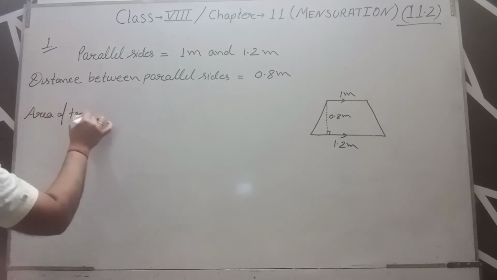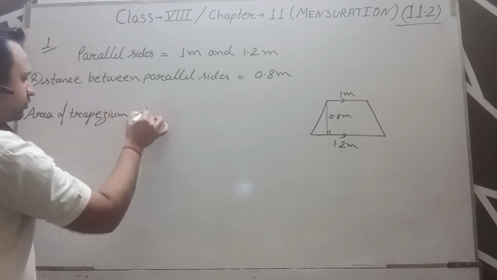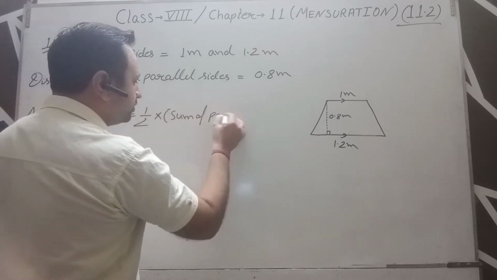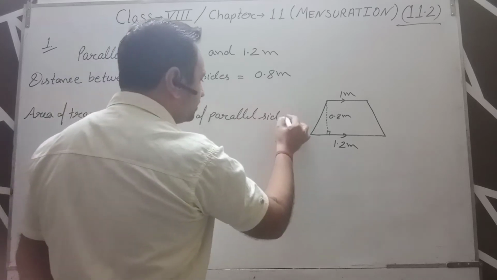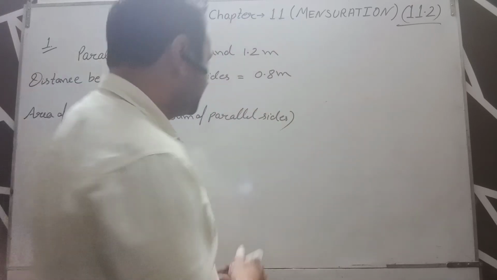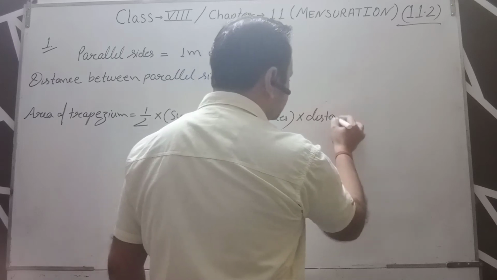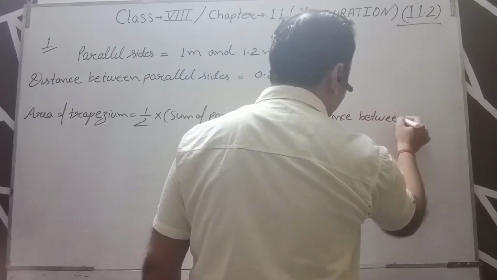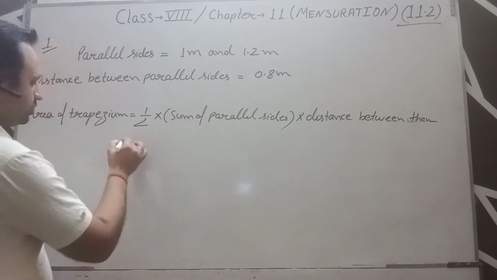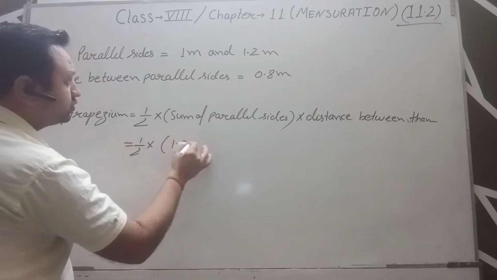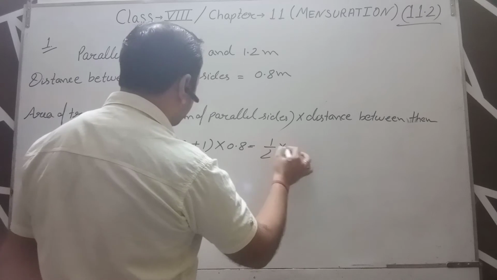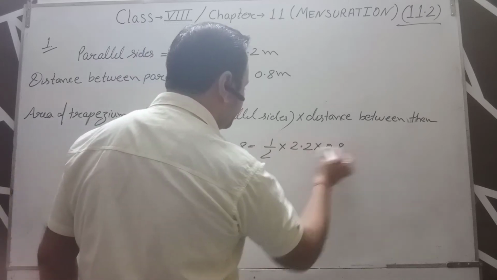Area of trapezium is equal to 1/2 multiply, in a bracket, sum of parallel sides, and multiply also the distance between them. We can also call it height, distance between them. So it is 1/2, sum of parallel sides 1.2 plus 1, and distance between them 0.8. 1/2 multiply 2.2 multiply 0.8.